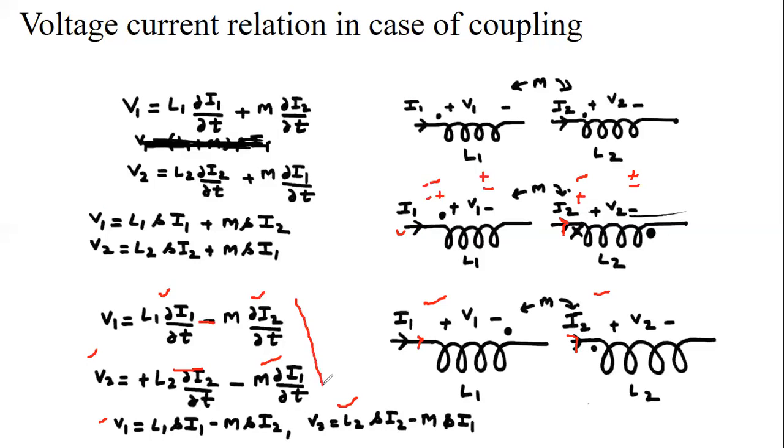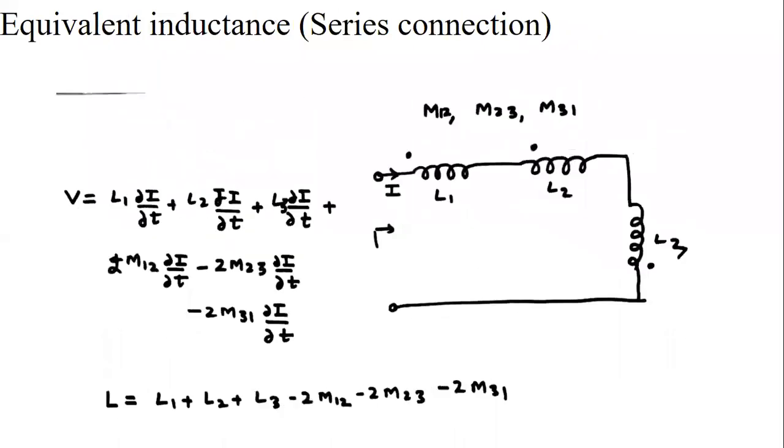So the equation remains the same, because whenever current is entering from the same terminal, the strength of the voltage will increase, and both terms will be added: the flux of the self coil and that due to the mutually coupled coil. And if they are opposing each other, then the EMF due to the mutually coupled coil is reduced from the self EMF.